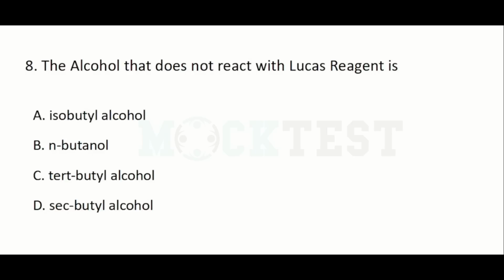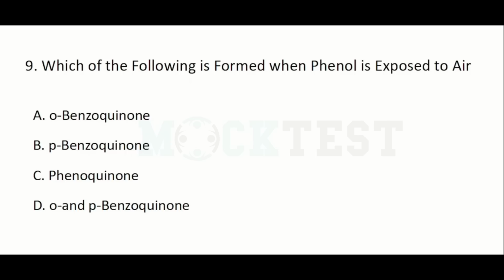The alcohol that does not react with the Lucas reagent is option A, isobutyl alcohol, option B, N-butanol, option C, tert-butyl alcohol, option D, sec-butyl alcohol. The alcohol that does not react with the Lucas reagent is N-butanol.